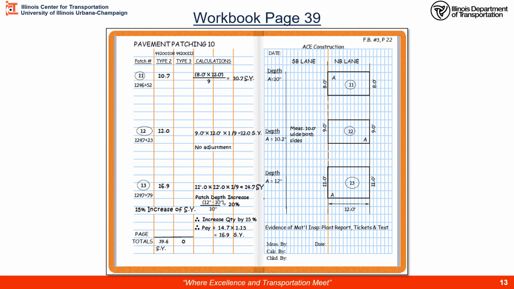Easiest way to do that is multiply by 1 plus the decimal percent, or 1.15 times my calculated 14.7, gives me a total pay quantity of 16.9 square yards, right? What type of patch is this? Aha, 14.7 is less than 15, greater than 5, so it's going to be my type 2, right? It's the actual plan area of the patch, not the adjusted quantity, that determines type. So I can add them all up for the day, and they're all type 2 patches, and away we go. All right.